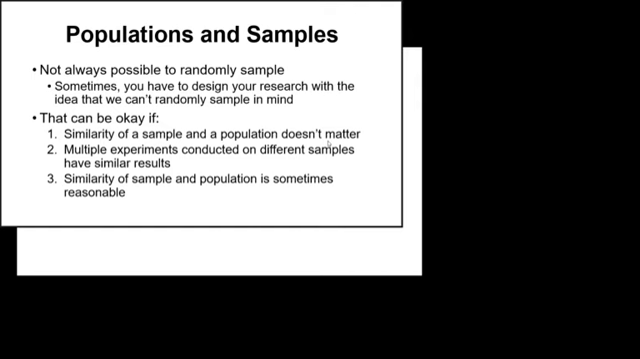The first is if the similarity of a sample and a population doesn't matter. And these are situations where it's sort of like a special case. Maybe you want to show that something is possible, period. You don't care about how common it is or what's the rate of occurrence or any of that. You just want to show that this is a thing that can happen. So if you find one person who meets those criteria, then you have your proof. You've shown that this can happen. So it doesn't matter how you found that person because the fact that they exist is sufficient.